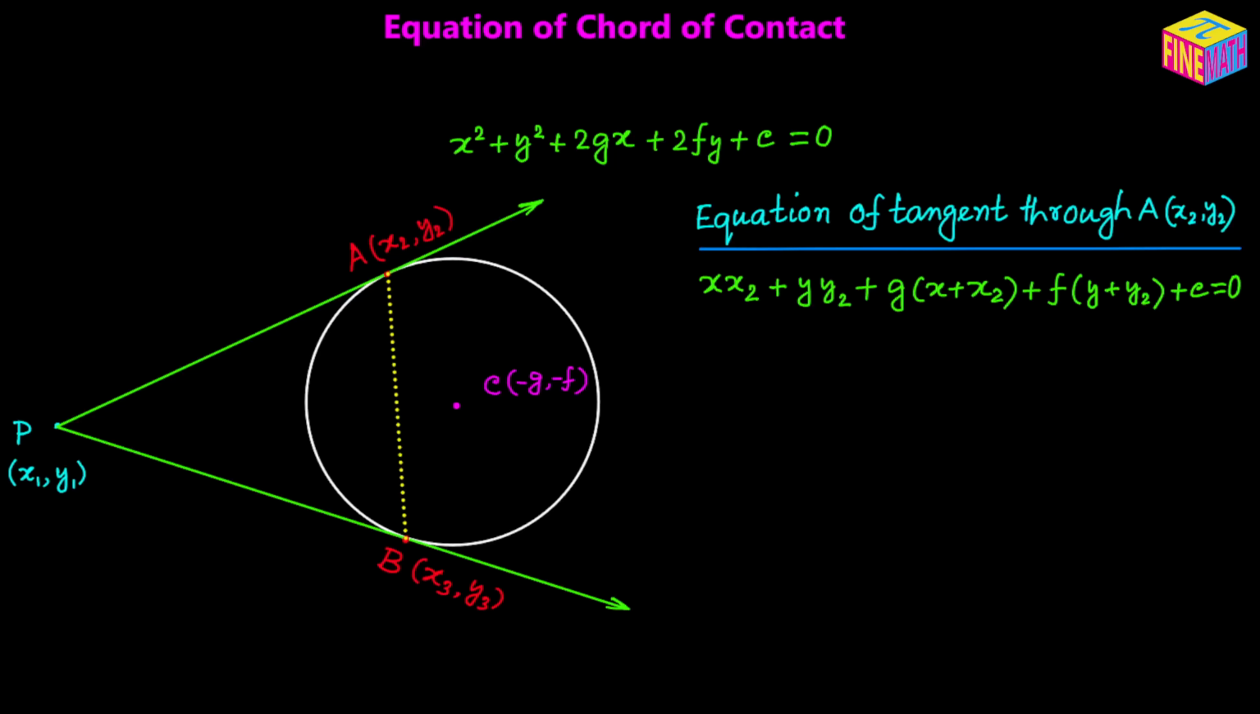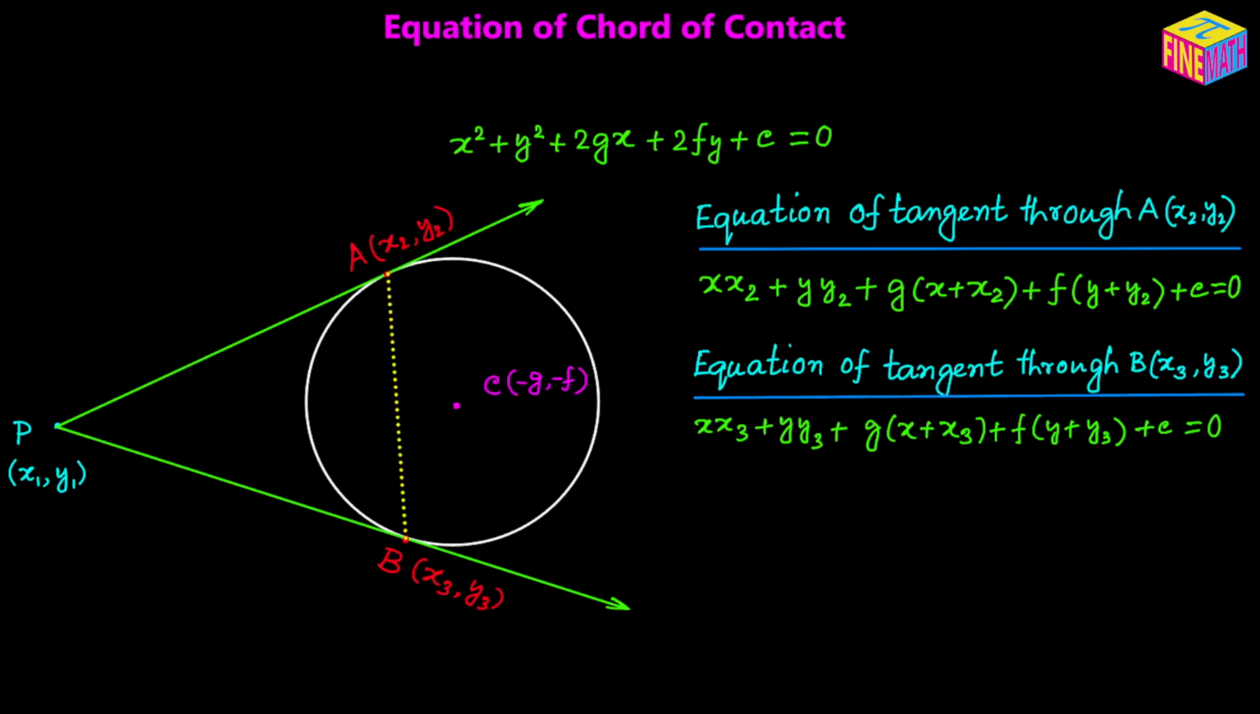The equation of the tangent line going through the point A whose coordinates are x sub 2, y sub 2, that equation would be x times x sub 2 plus y times y sub 2 plus g times (x plus x sub 2) plus f times (y plus y sub 2) plus c equals 0. In this case, g, f and c come from the given equation of the circle. And similarly, what would be the equation of the tangent going through the point B? Well, that would be kind of like this. It would be x times x sub 3 plus y times y sub 3 plus g times (x plus x sub 3) plus f times (y plus y sub 3) plus c equals 0.